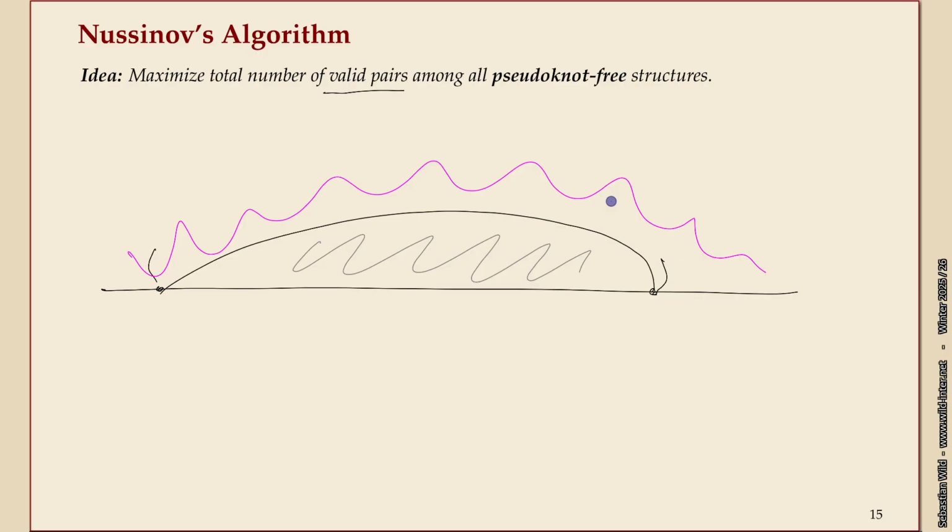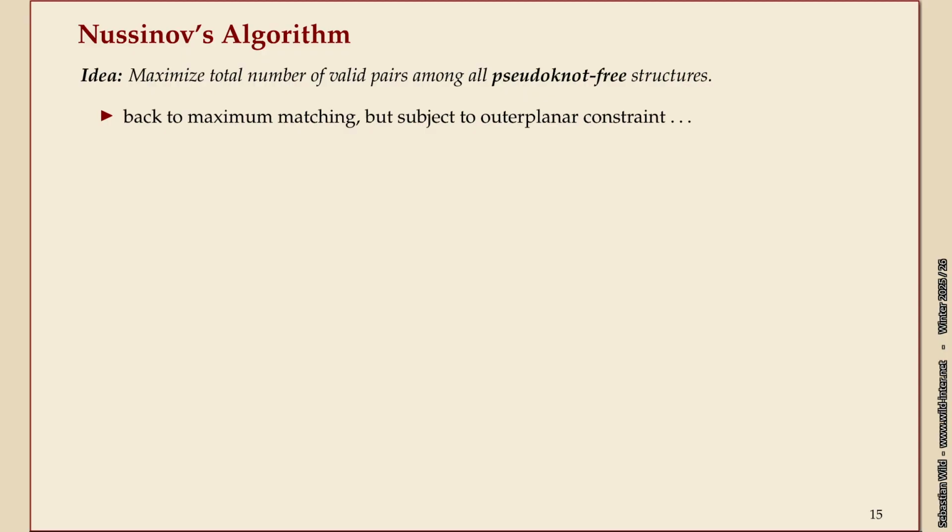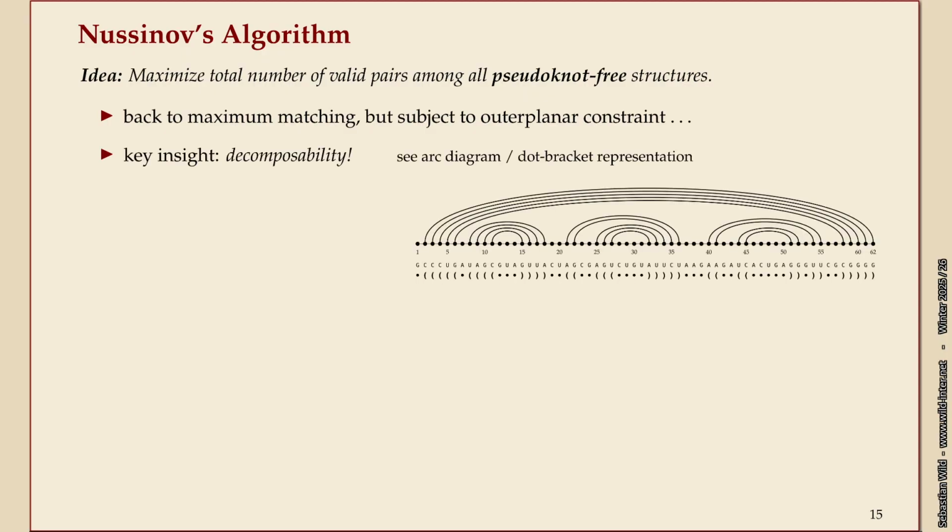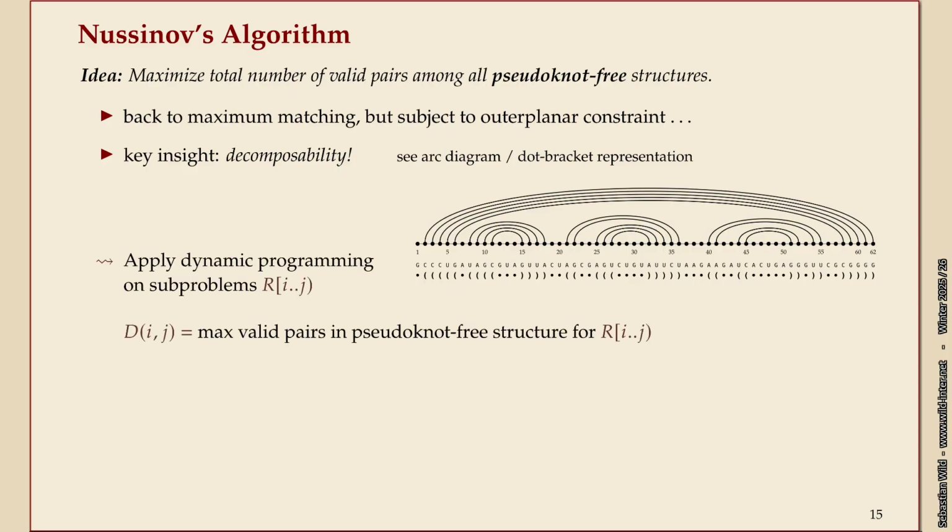So whatever maximum number of pairs I can throw into this pink part that crosses the arc I decided to put, it's going to be independent of what I do inside here because they can't cross. So there's a natural decomposition. In a bit more structured terms, we'll come to that. Decomposability is the key thing.